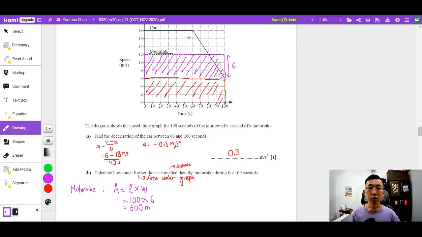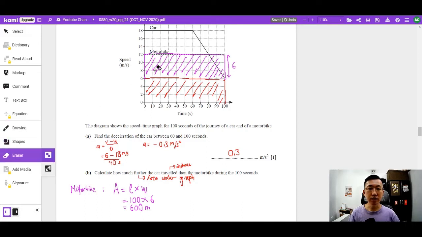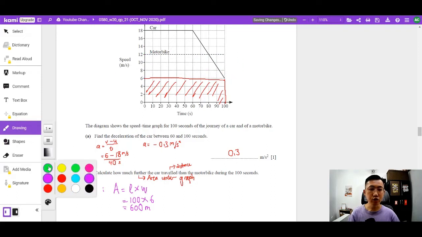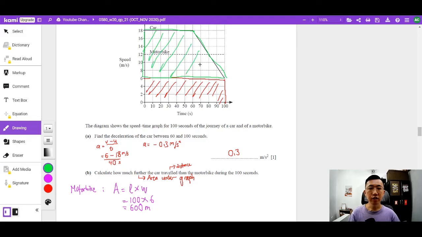Okay, so for the car, teacher needs to erase a little bit so that you can focus. We are done with the motorbike, alright? So for car, observe the solid line. You can see that it's actually a trapezium. Can you observe? So let me draw the trapezium shape. Okay, focus, trapezium shape. Okay, so we need to calculate the area of trapezium.